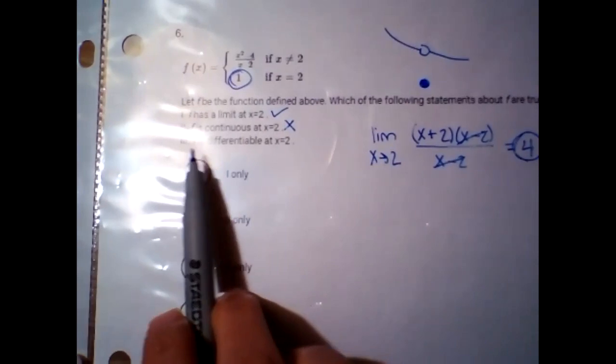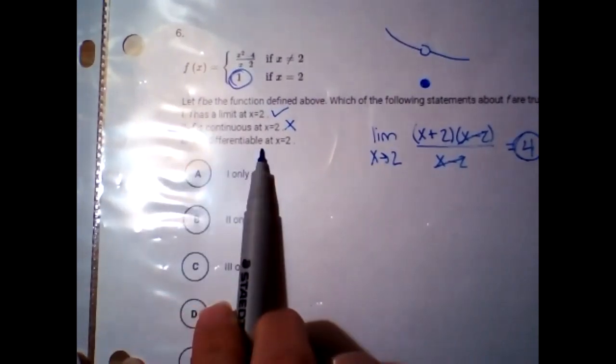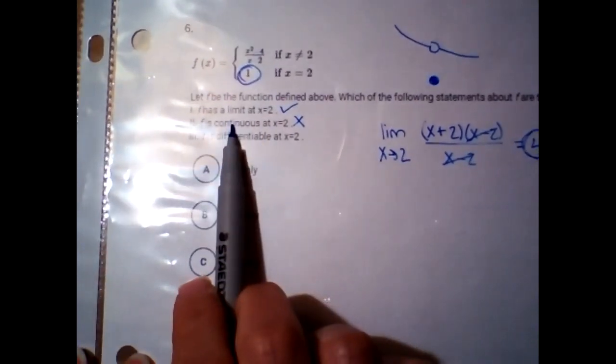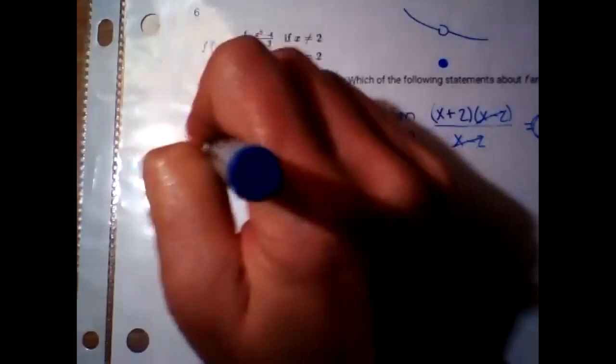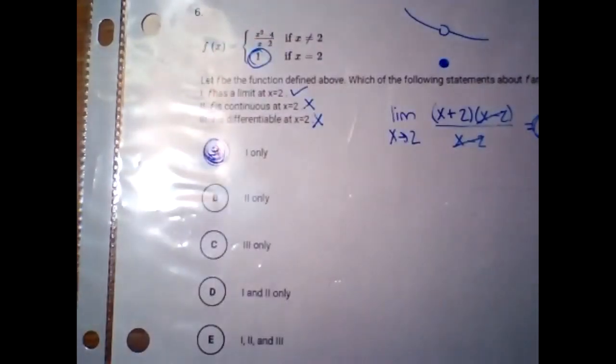And then Roman numeral 3 says function is differentiable. Well, if the function's not continuous, then it can't be differentiable. So we get only Roman numeral 1. So that one is A.